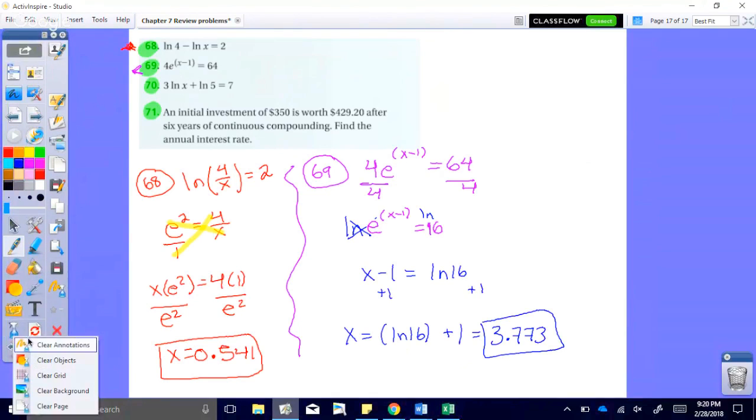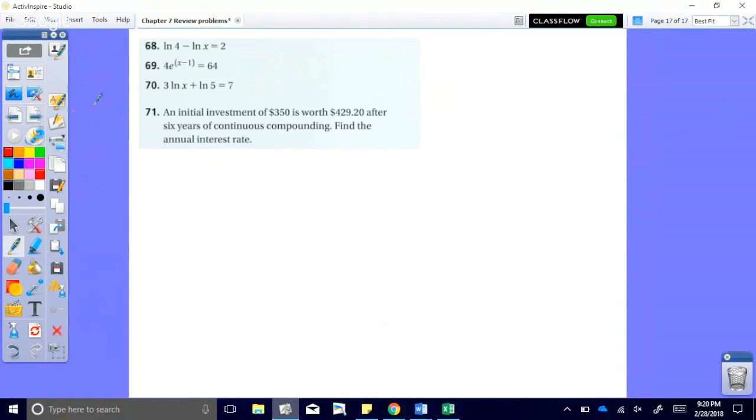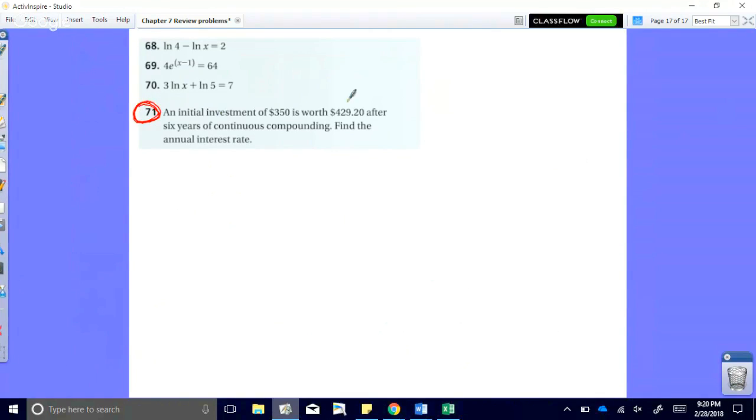All right. So the last one that I will do here is 71. I just wanted to set up the problem and solve it. So it says initial investment of $350 is worth $429 after 6 years of continuous compounding. Okay, continuously says if we're going to go back to our formula, A of t equals P times e to the rt. Okay, it says find the annual interest rate.